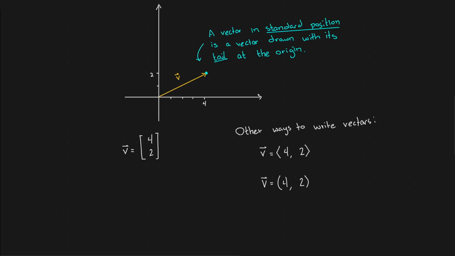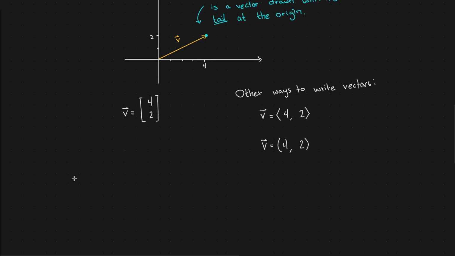But what if we have a vector that's not in standard position? How do we find the components of the vector? So let's take a look at a simple example in R2, our two-dimensional space.